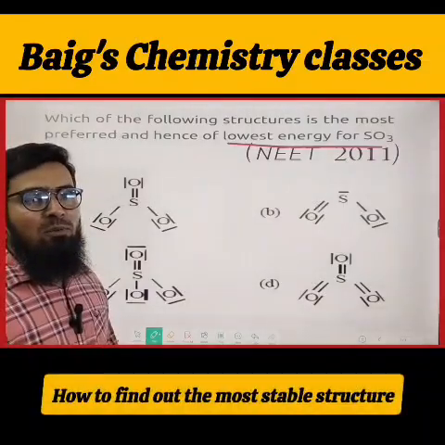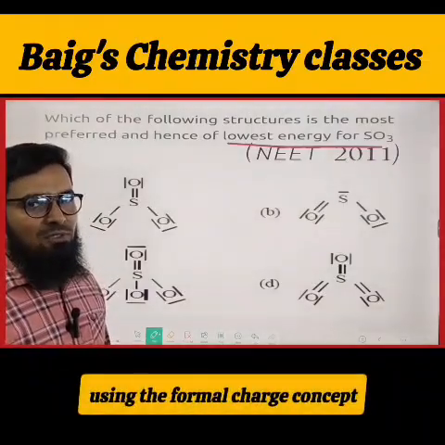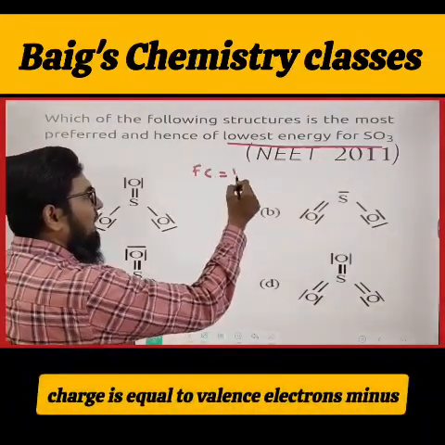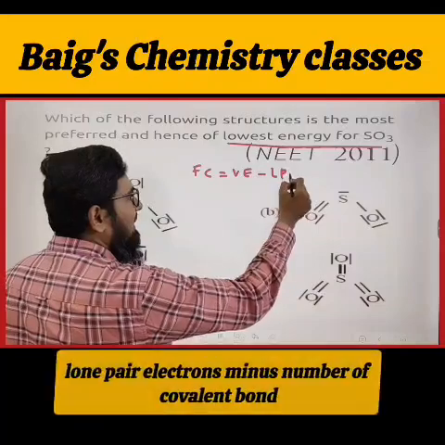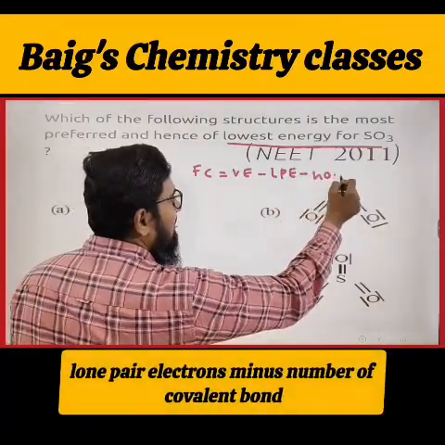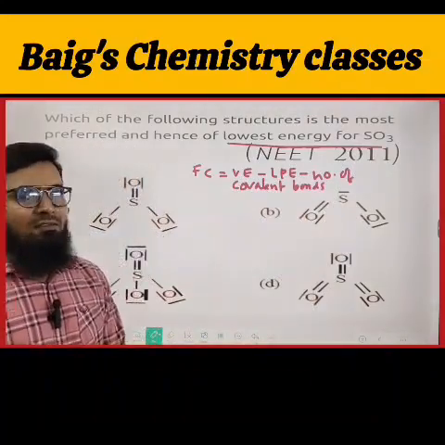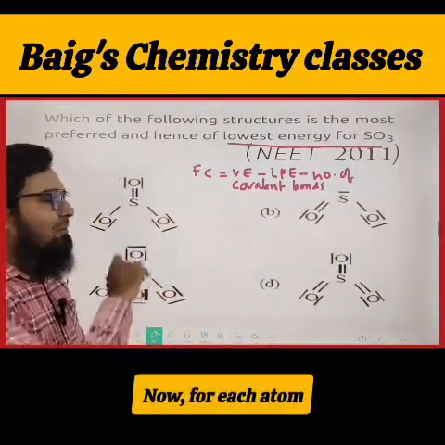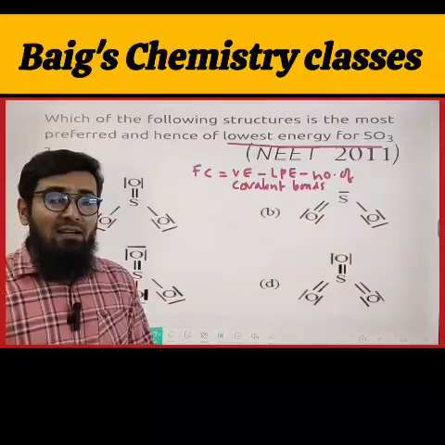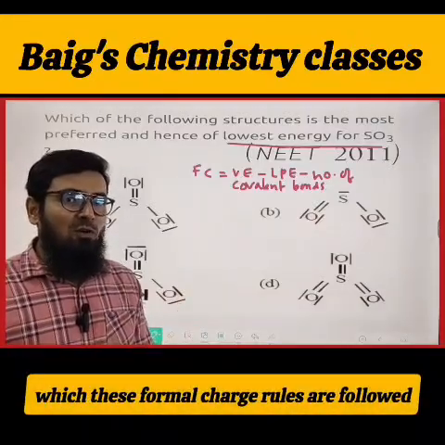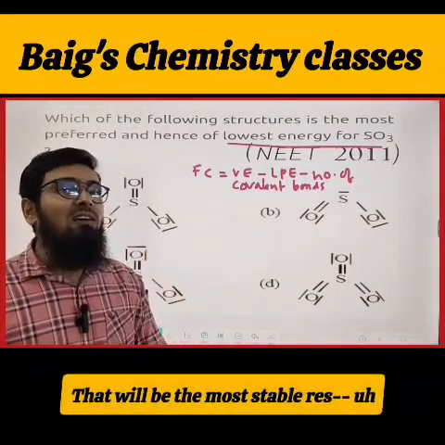How do we find the most stable structure using the formal charge concept? The formal charge is equal to valence electrons minus lone pair electrons minus number of covalent bonds. This is the formula. Now for each atom you have to find the formal charge, and you have to look for the structure in which the formal charge rules are followed. That will be the most stable structure.